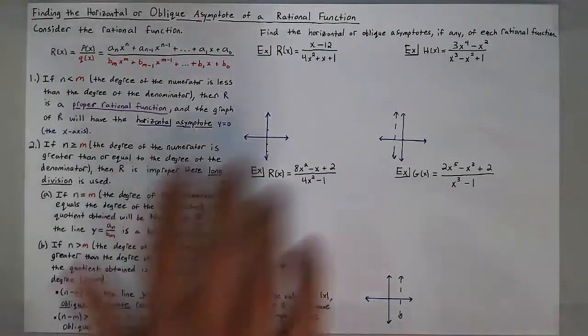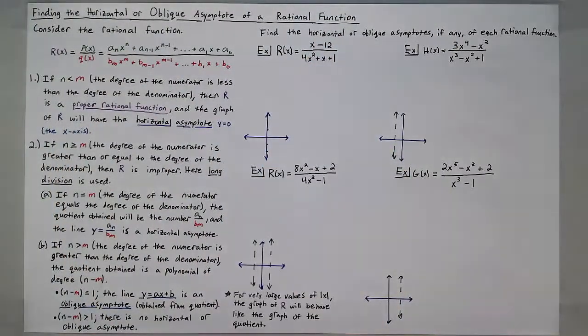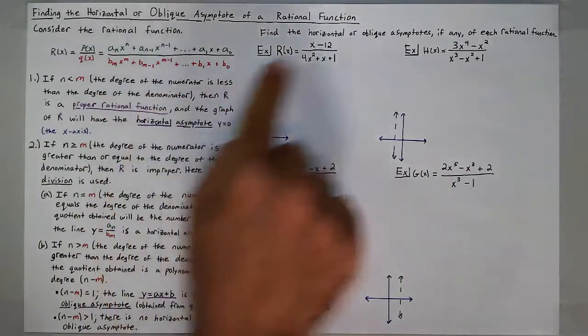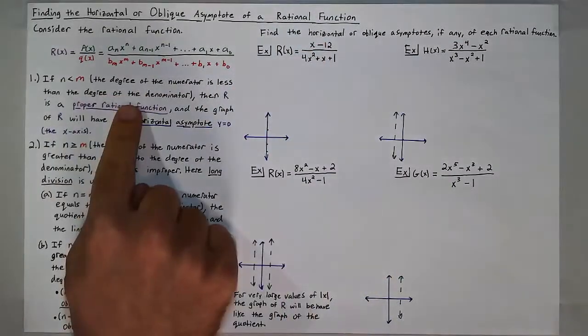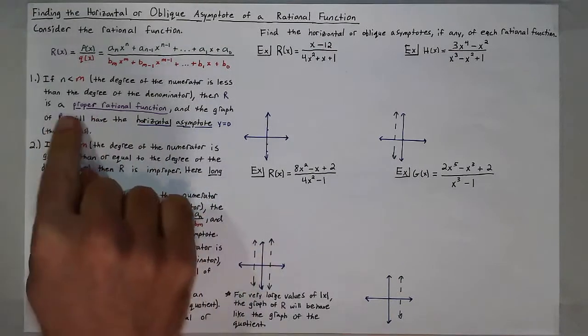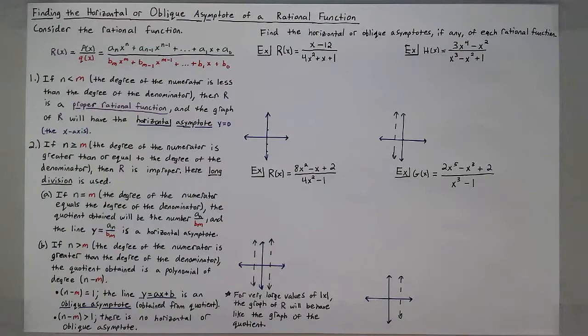So, you'll often be given a rational function. And to find the horizontal and oblique asymptotes, we have to look at the end behavior of those functions. So the first situation that can come up is that the degree of the numerator is less than the degree of the denominator. And typically when this happens, you have a proper rational function, they call it, and the horizontal asymptote will be y equals 0.